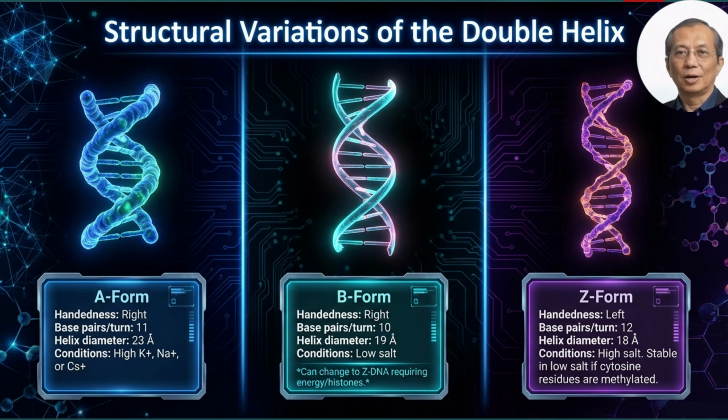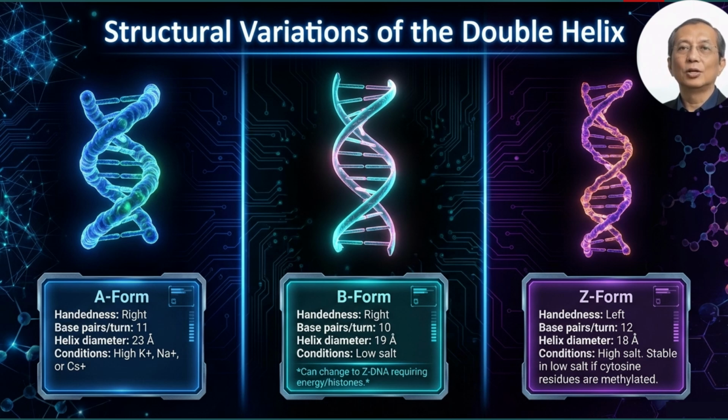The B form, our standard, is right-handed with 10 base pairs per turn and a 19 angstrom diameter, typically found under low salt conditions. However, under high concentrations of potassium, sodium, or cesium ions, DNA can transition to the A form, which is also right-handed but more compact, with 11 base pairs per turn and a 23 angstrom diameter.